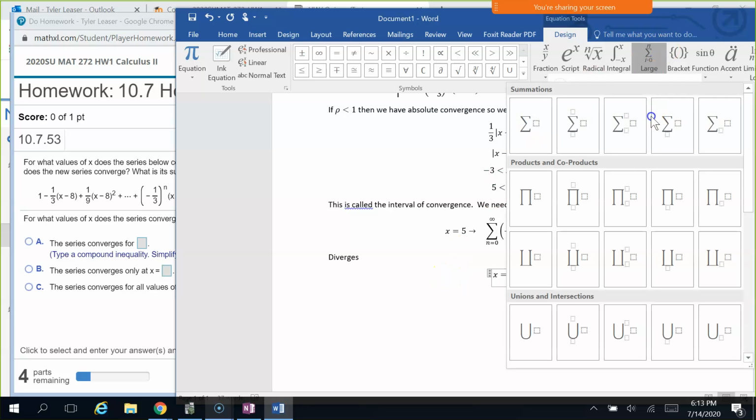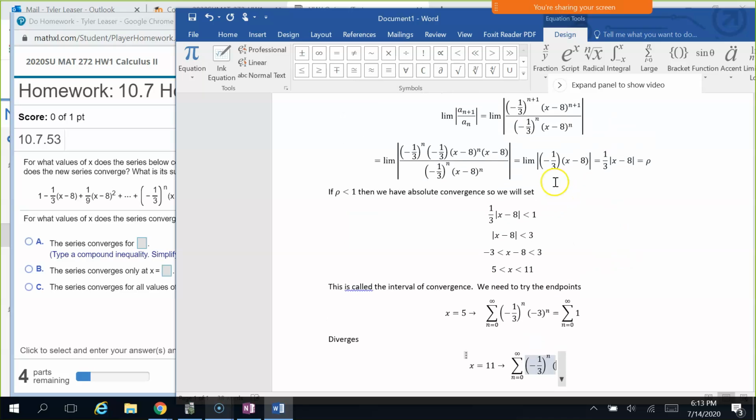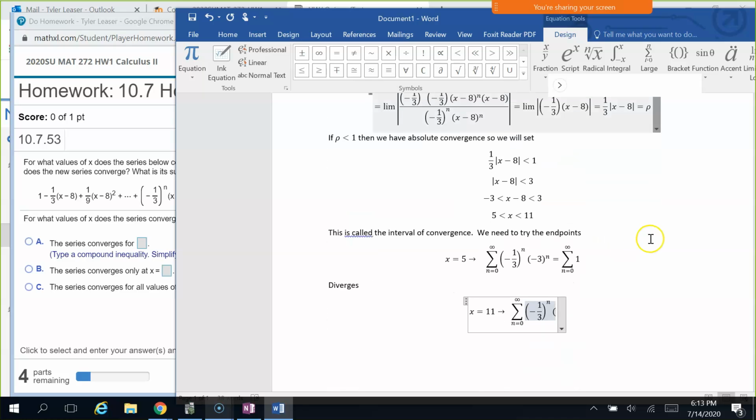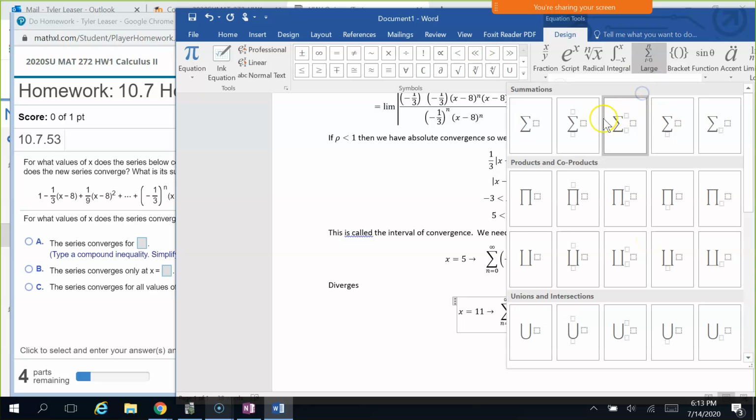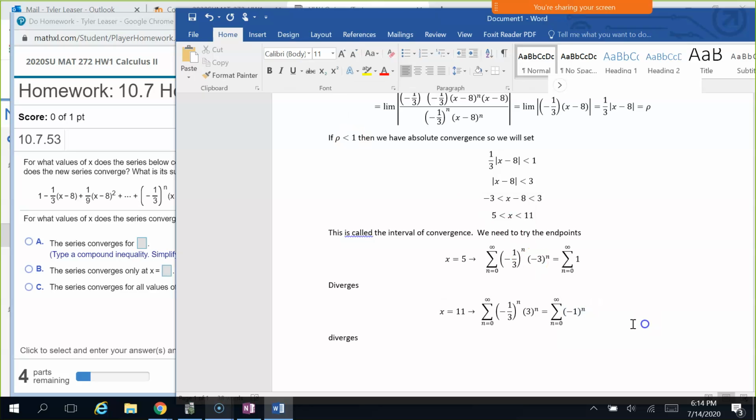So we're going to do the same thing. We're going to plug it back into the original series. Still have that negative 1/3 to the n, but now it's going to be x minus 8, which is 11 minus 8, positive 3 to the n. All right, that simplifies down as well. So still the sum as n goes from 0 to infinity. Negative 1/3 times negative 3 is negative 1, and that's going to be to the n. But this diverges as well. So this is the series that goes plus 1, minus 1, plus 1, minus 1 forever and ever and ever. That's never going to converge to a sum.